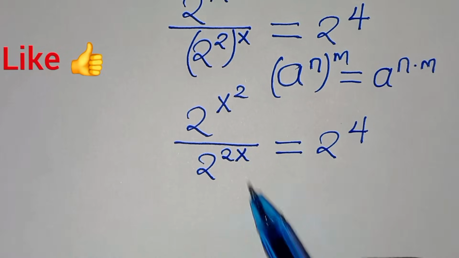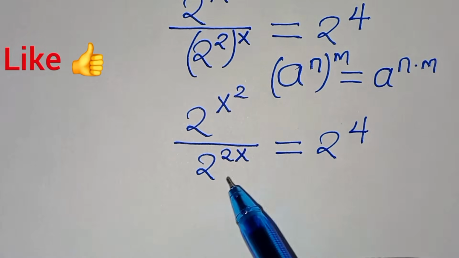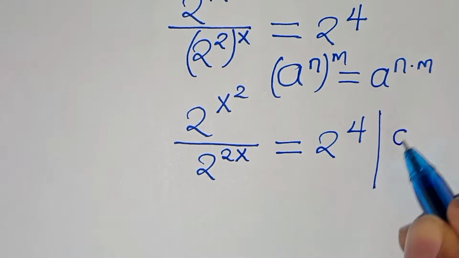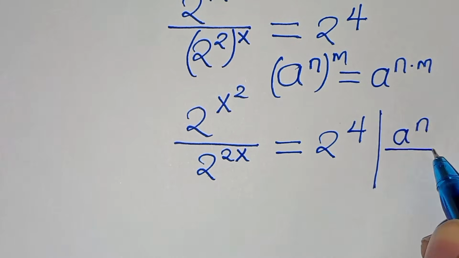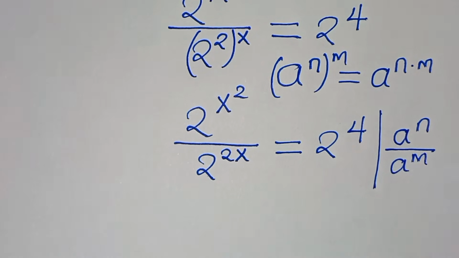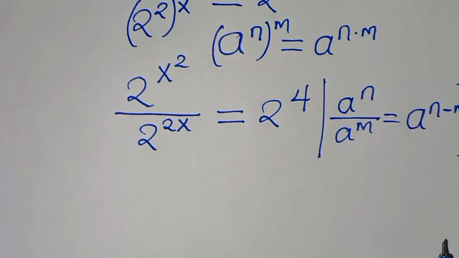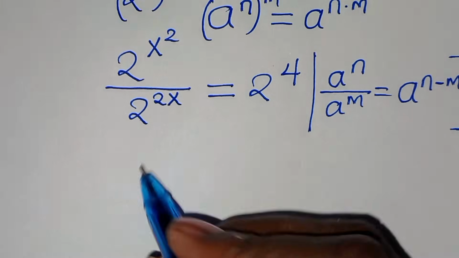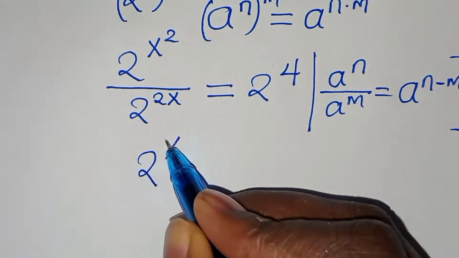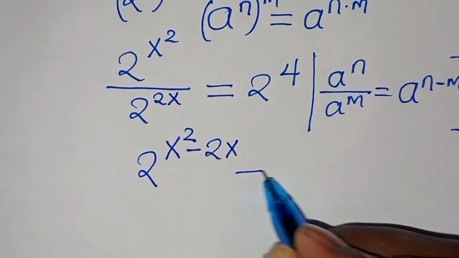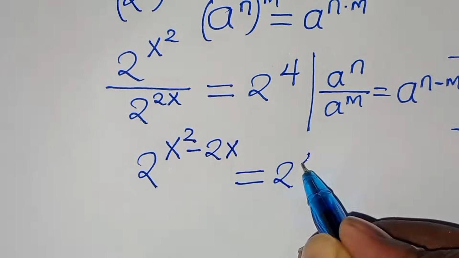The next step is that 2 to the power of x squared divided by 2 to the power of 2x is in the form of a to the power of n divided by a to the power of m, which we can express as a to the power of n minus m. Applying this exponent property, we have 2 to the power of x squared minus 2x. This is equal to 2 to the power of 4.